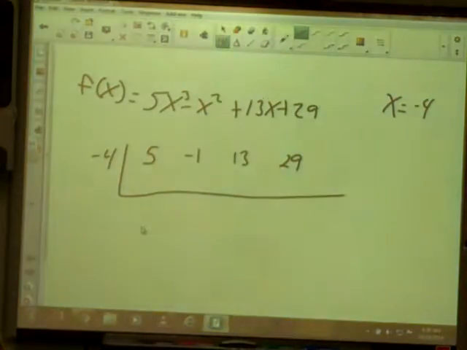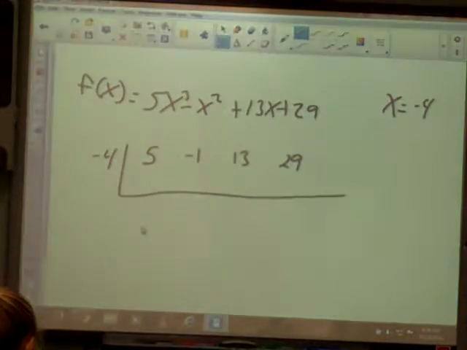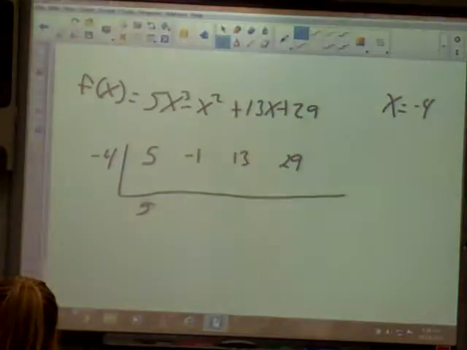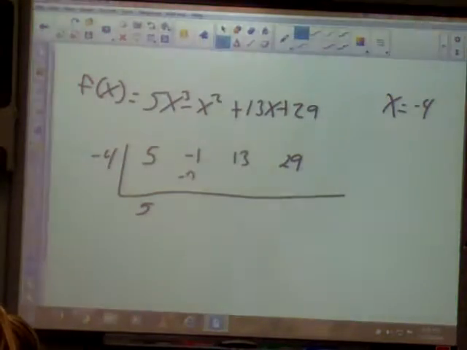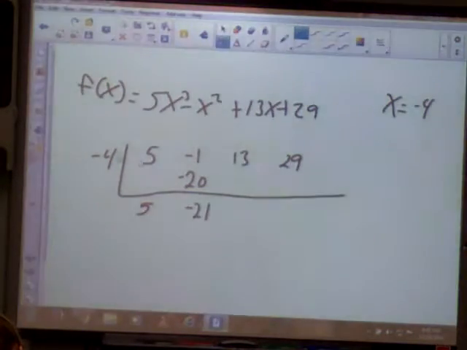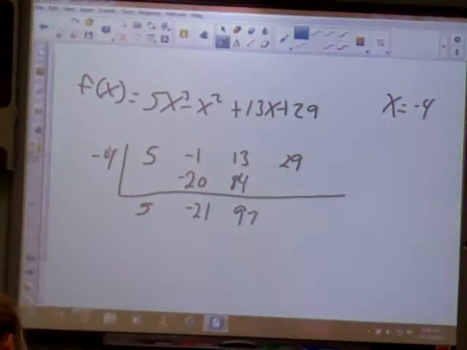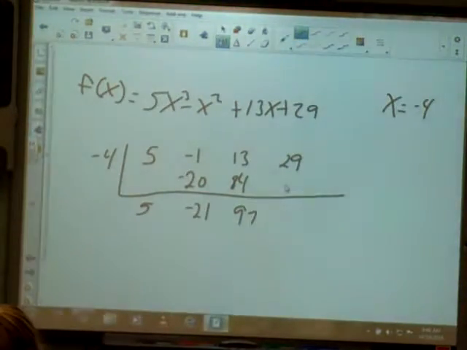Alright, so I'm going to go through synthetic division now, and my answer is going to be, this is why it's called the remainder theorem, whatever I get in the remainder spot. So drop your 5. 5 times negative 4 is negative 20. I add and get negative 21. Multiply and get 84. I add and get 97. 97 times negative 4 would be 100 minus, negative 388. I add and get negative 359.